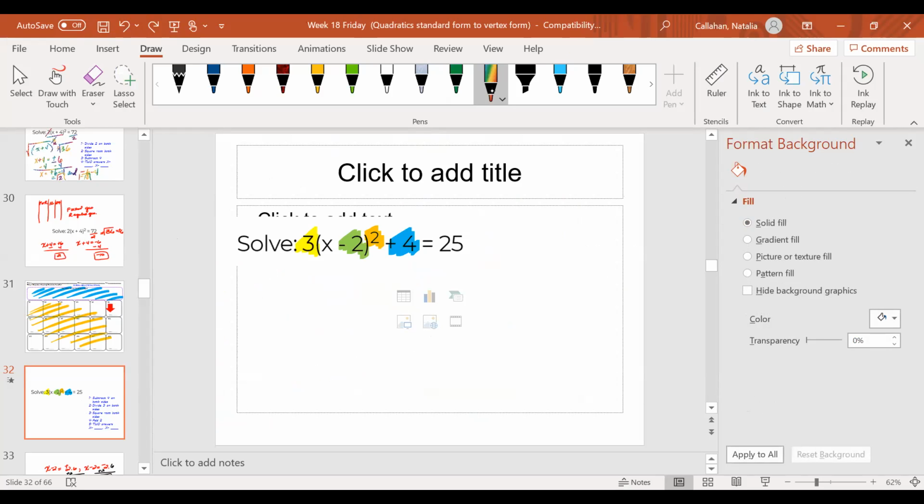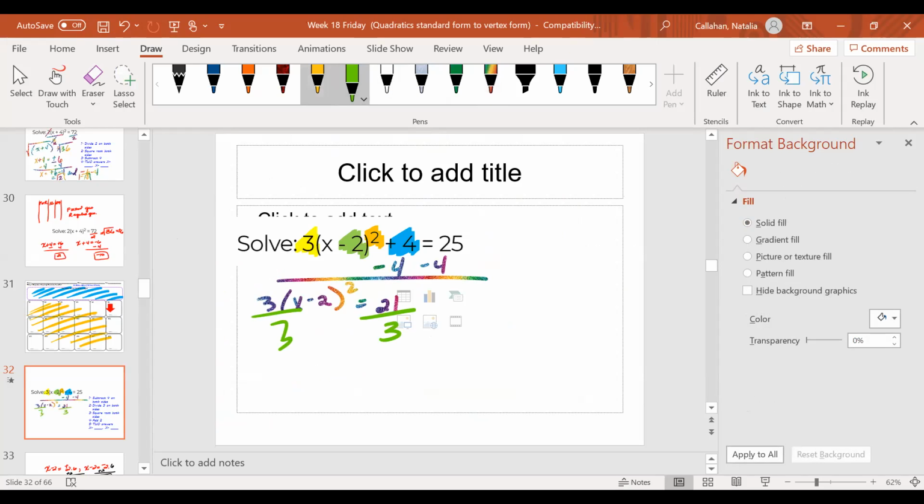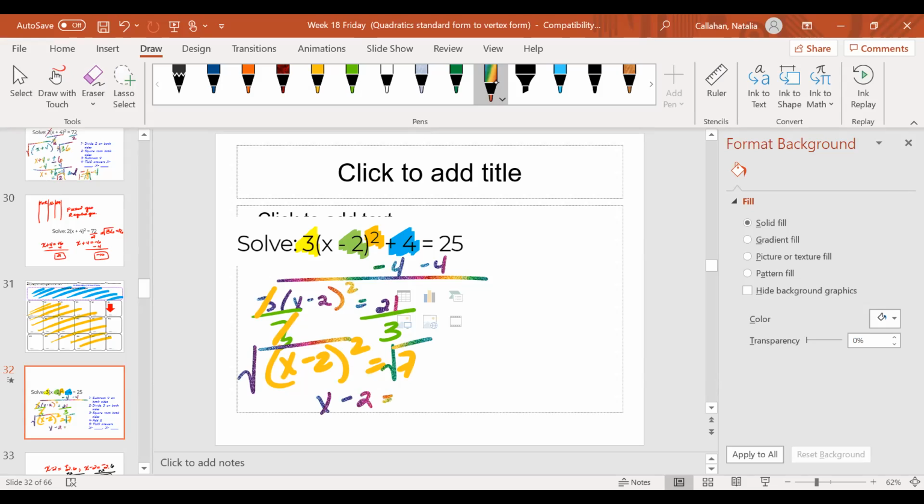So step 1, subtract the 4 on both sides. You get 3x minus 2 squared equals 21. Then divide it by 3 on both sides. 3 cancels. X minus 2 squared equals 7. Next step, square root both sides. X minus 2 equals, you know the square root of 9 is 3. The square root of 4 is 2. 7 is probably like a plus or minus 2.5.